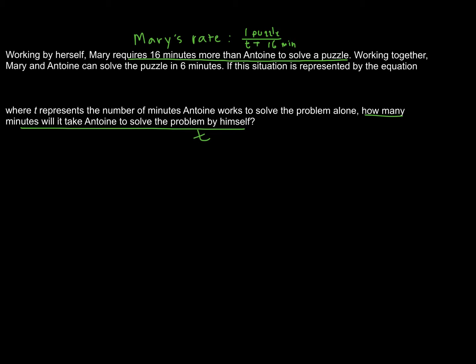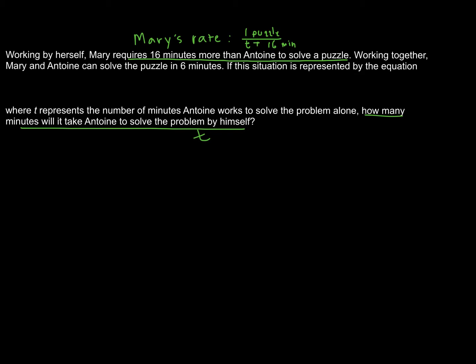The first thing I notice is that it tells me that Mary requires 16 minutes more than Antoine to solve a single puzzle. So this actually tells me the rate at which Mary can solve a puzzle, and her rate is one puzzle per t plus 16 minutes.